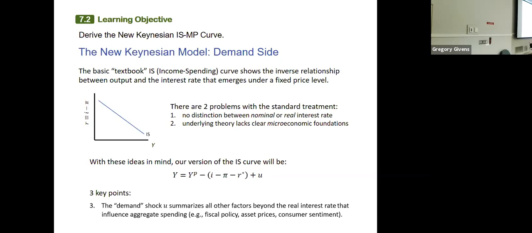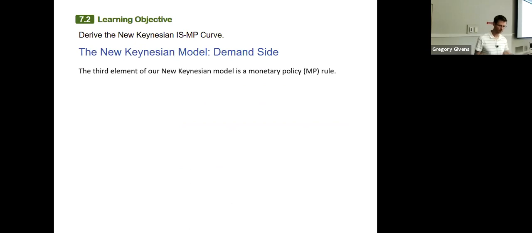And then the last thing is that there are some factors in the economy that you can't account for that affect output, not directly related to the interest rate. And so we just group all of those terms together as this demand shock: fiscal policy, asset price changes, other types of changes in consumer sentiment, et cetera. Now, the third and final element of the new Keynesian model that helps us characterize the demand side is going to be an explicit monetary policy rule.